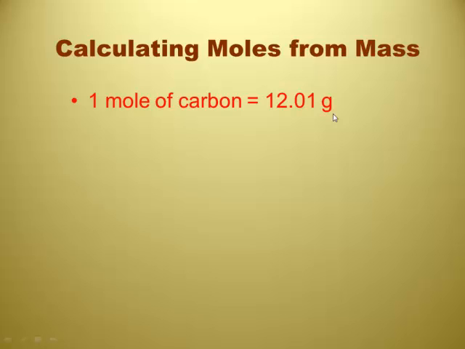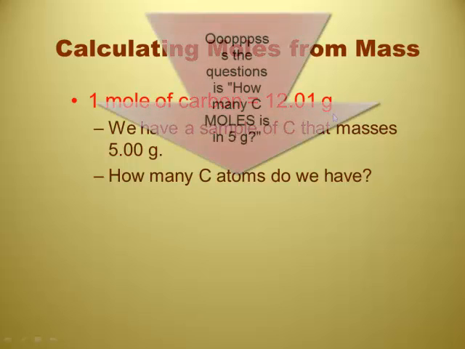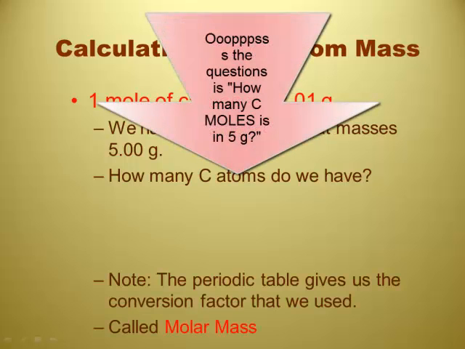Okay. So now we've got a sample of carbon whose mass is 5.00 grams, exactly 5 grams to the hundredths place. How many carbon atoms do we have? Well, we pull our molar mass off the periodic table. We start with 5 grams. Our molar mass on the periodic table tells us 12.01 grams is 1 mole.